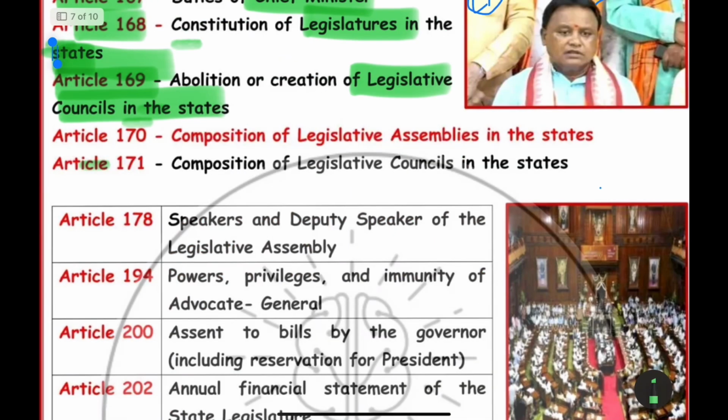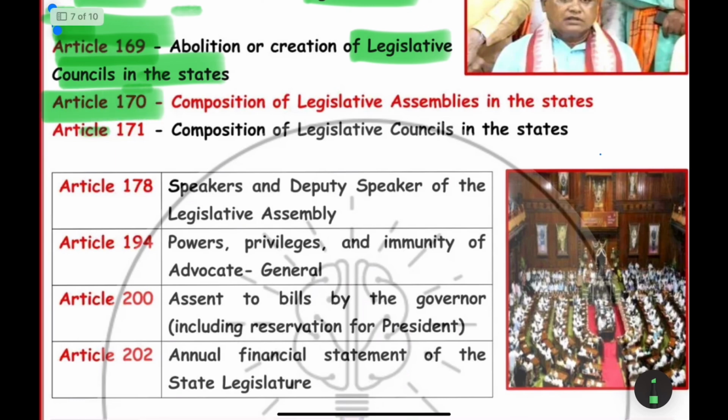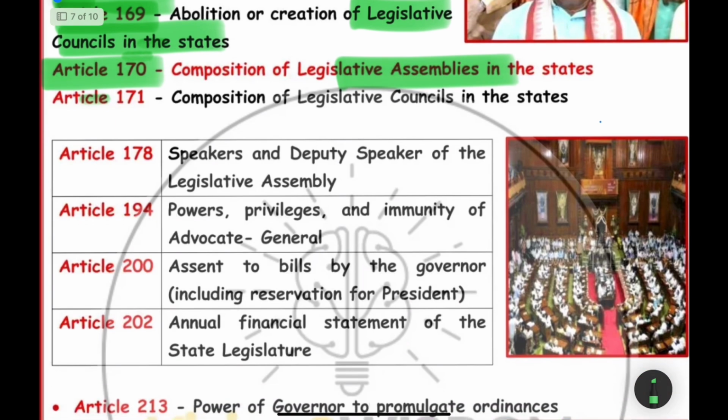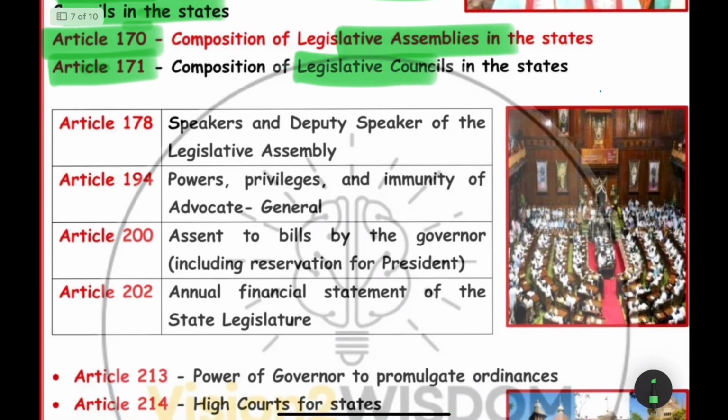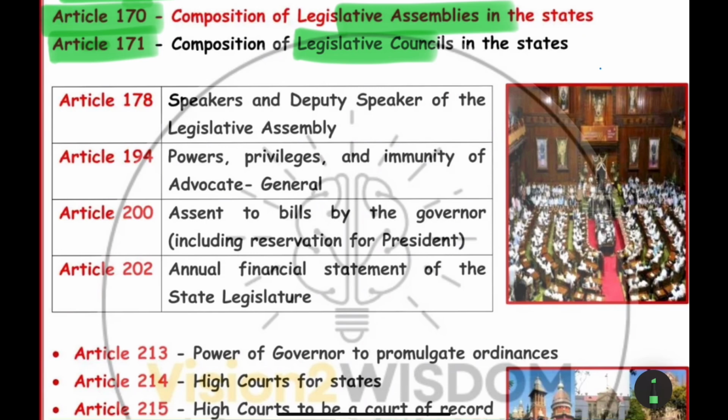Now Article 170 is the composition of legislative assemblies in states, and Article 171 is the composition of the legislative council. Then Article 178 tells about the speaker and deputy speaker of the legislative assembly. See guys, this is similar to the Union; we just completed the Union articles, the posts and responsibilities of different positions. Article 194 relates to the powers, privileges and immunities enjoyed by the legislature.